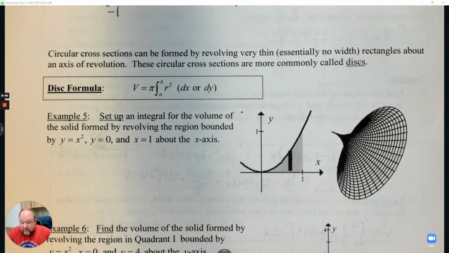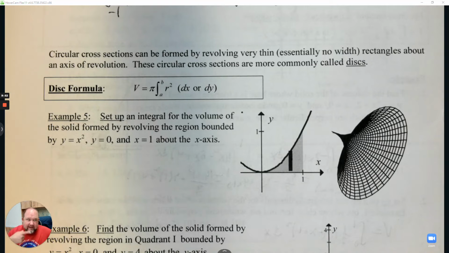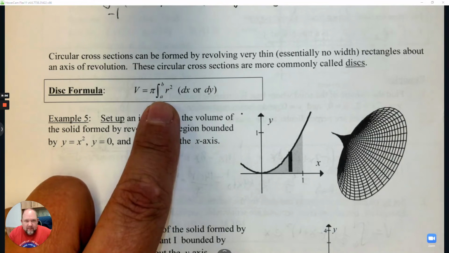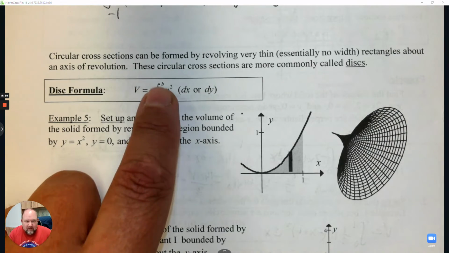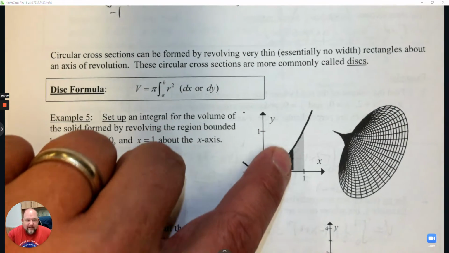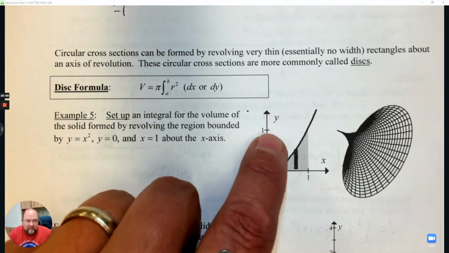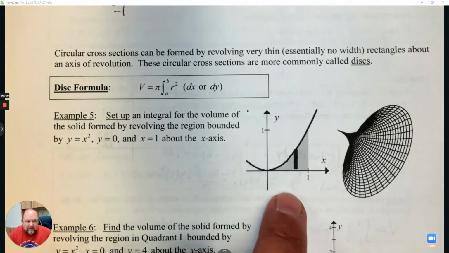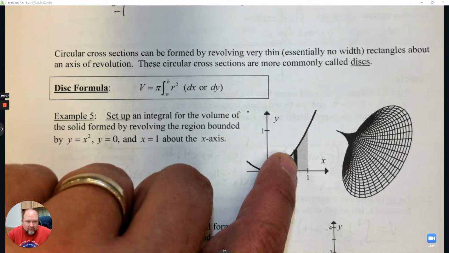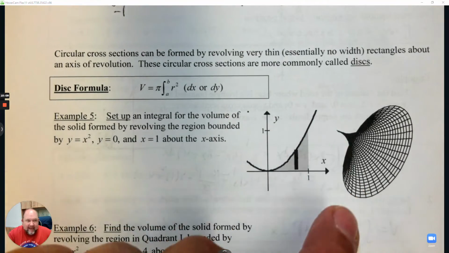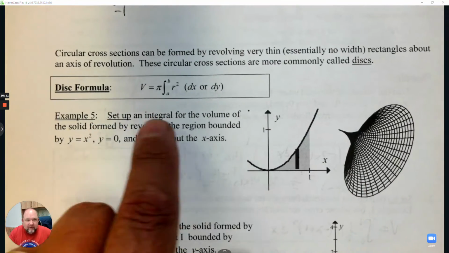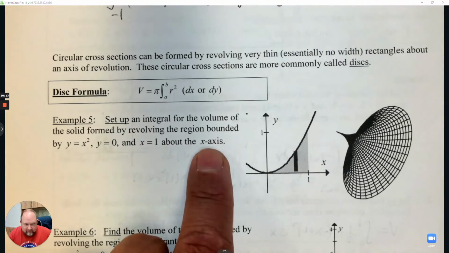Next. Circular cross-section. Sometimes you can revolve around an axis, and now the cross-section is a circle. So for a circle, the formula is pi r squared. And that base is now the actual radius, because as you rotate around, what you see is the radius, because it's going to rotate above it and below it. So let's set it up in terms of a circular cross-section.